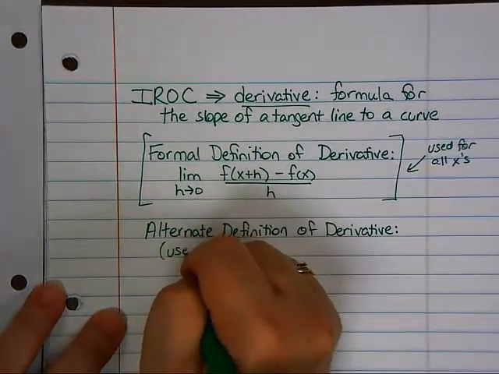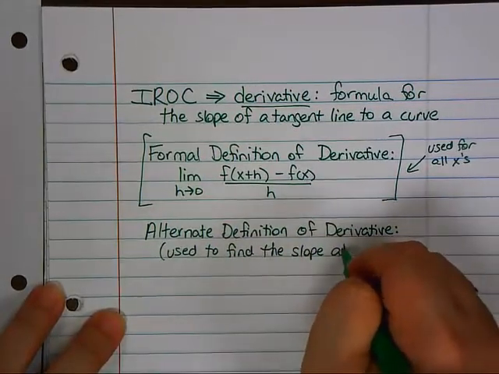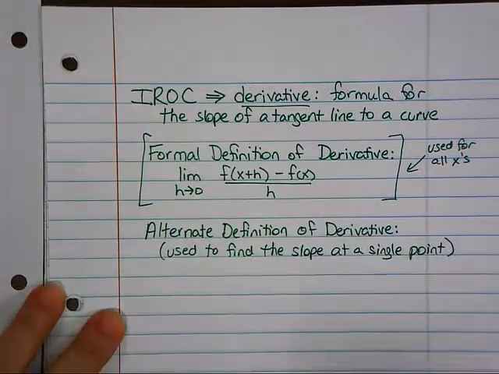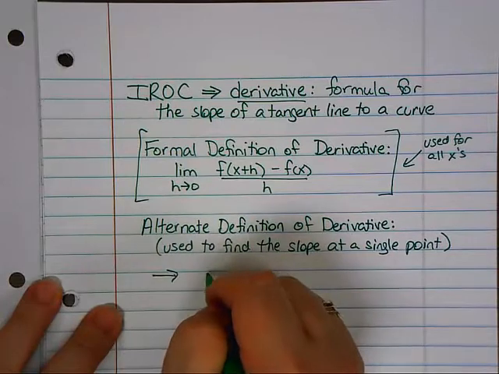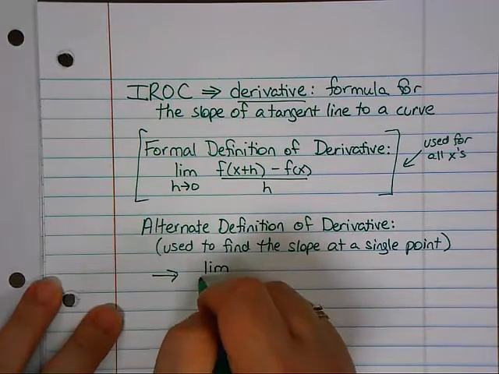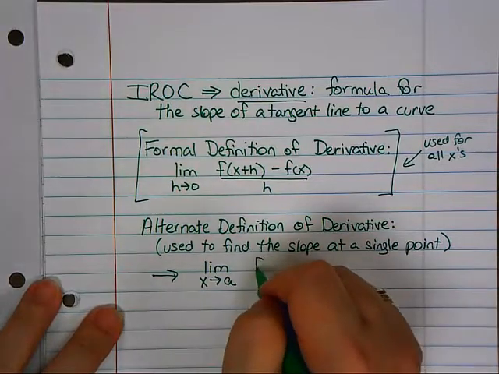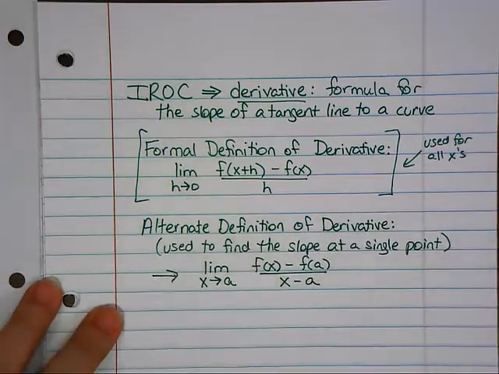This one is used to find the slope at a single point. And here is the formula. It is also a limit, but this time x is approaching a. Now a represents the point that we're talking about. And the formula says f of x minus f of a over x minus a.